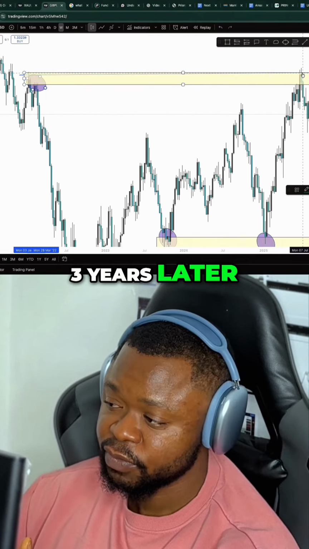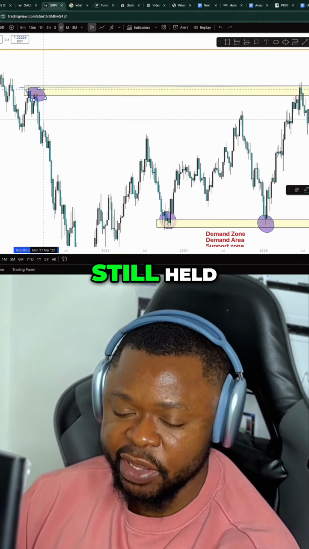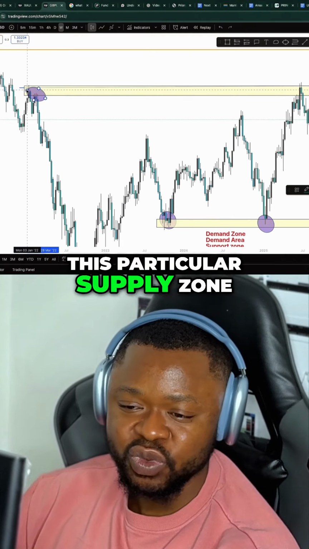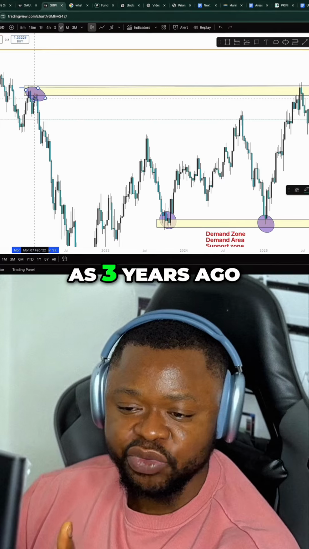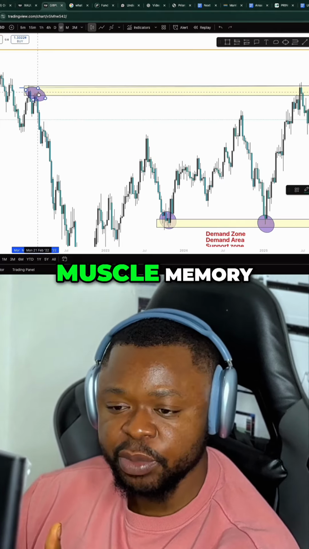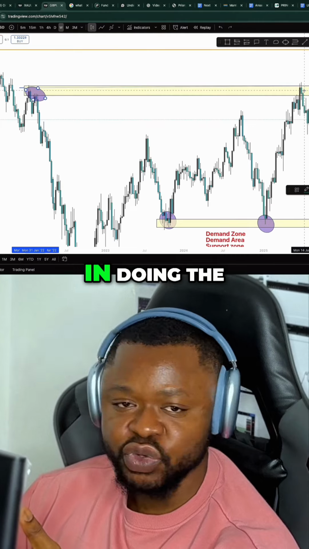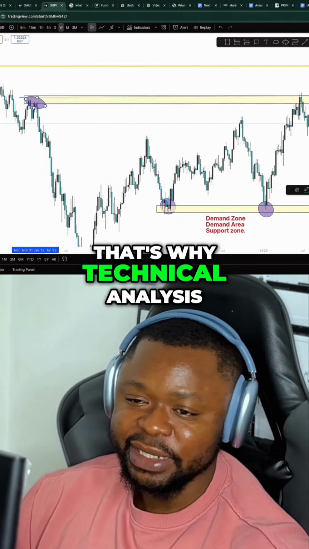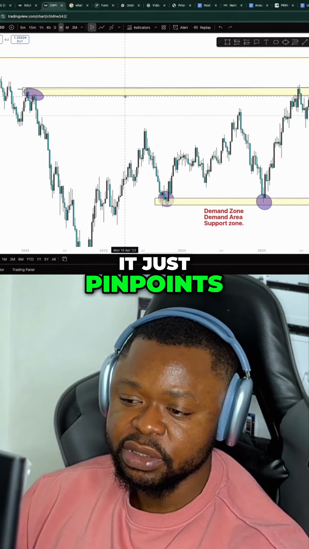3 years later, you can see that this zone still held, this particular price point still held, this particular supply zone still held. Sellers are still interested. Even as far back as 3 years ago, people still have that muscle memory. People still have the memory of what happened here and are interested in doing the same thing here. That's why technical analysis is key, because it just pinpoints human behavior.